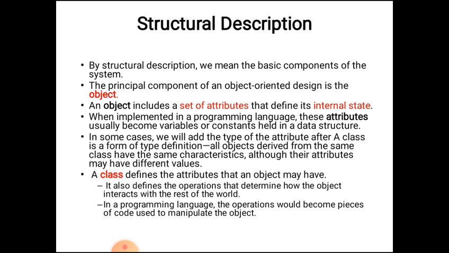A class defines the attributes that an object may have, and it also defines the operations. So a class has its attributes and operations. Using these operations, we can determine how the object interacts with the rest of the world. In a programming language, the operation would become a piece of code used to manipulate the object.